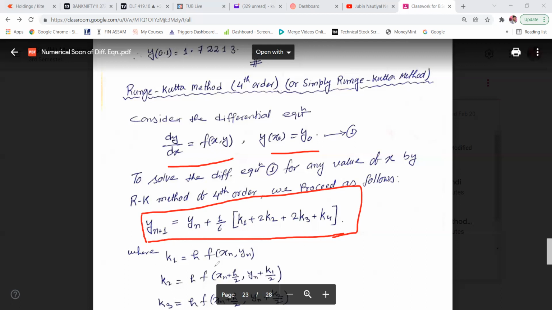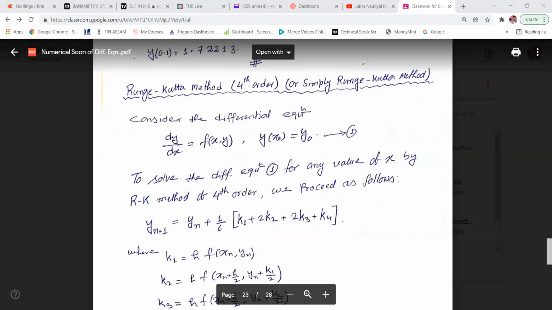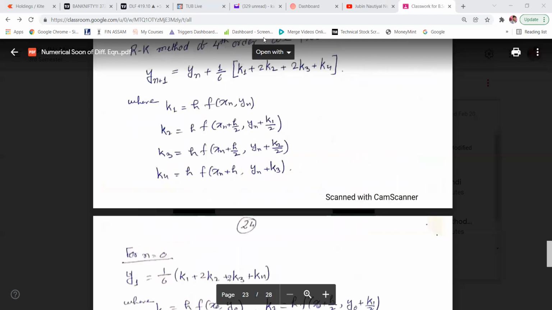Now what is k1? k1 is h into f of x n comma y n. And k2 will be h into f of x n plus h by 2, and y will be y n plus k1 by 2. So this k1 value you will get from here. Is that clear? So this is the expression for k2.